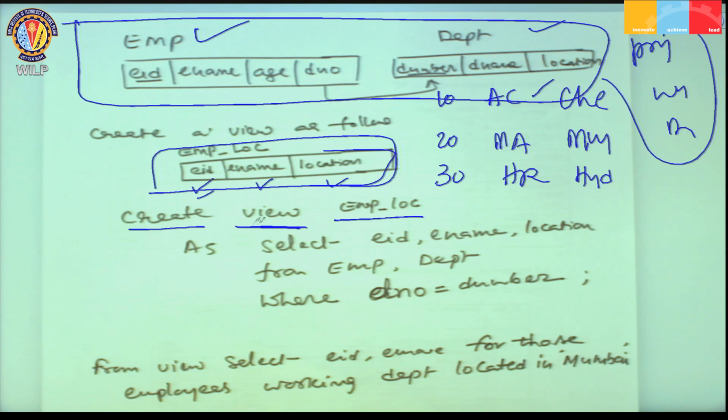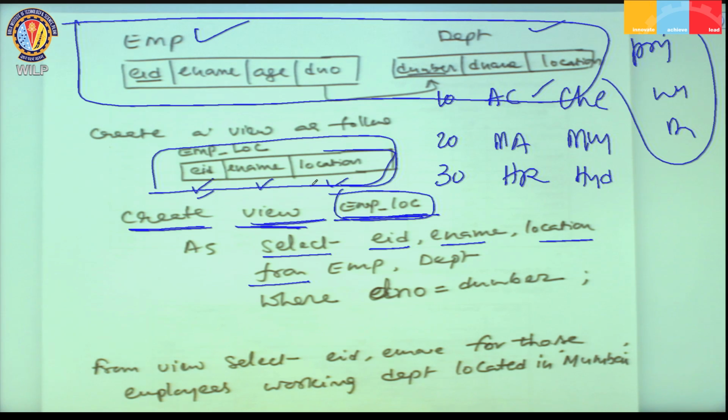Create view emp_location as select EID, ename, location from... because where can I get EID and ename? They are available in employee table, but which relation can I get location from? I need to get it only from the department table. First I need to join the tuples across employee and department based on DNO. Then I need to figure out what place is the employee's working location. So, create view employee location, that is the name of the temporary table or the view.